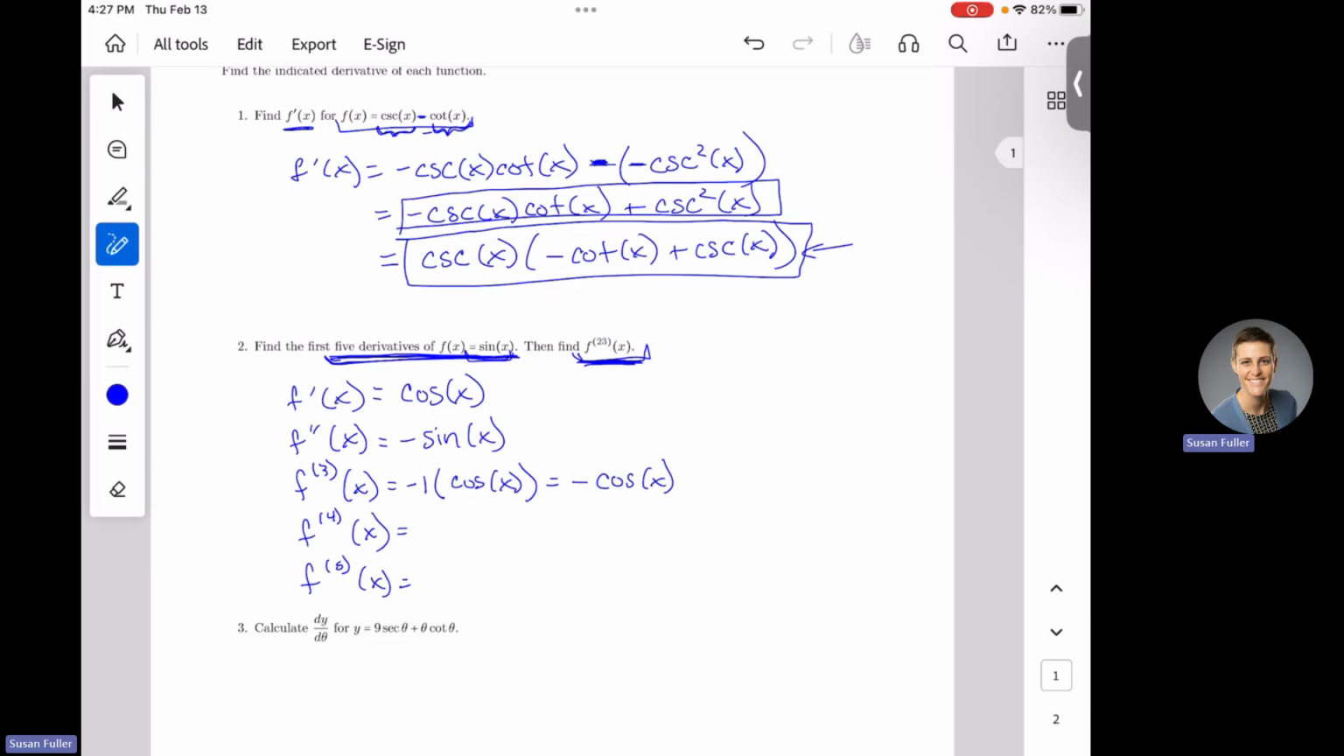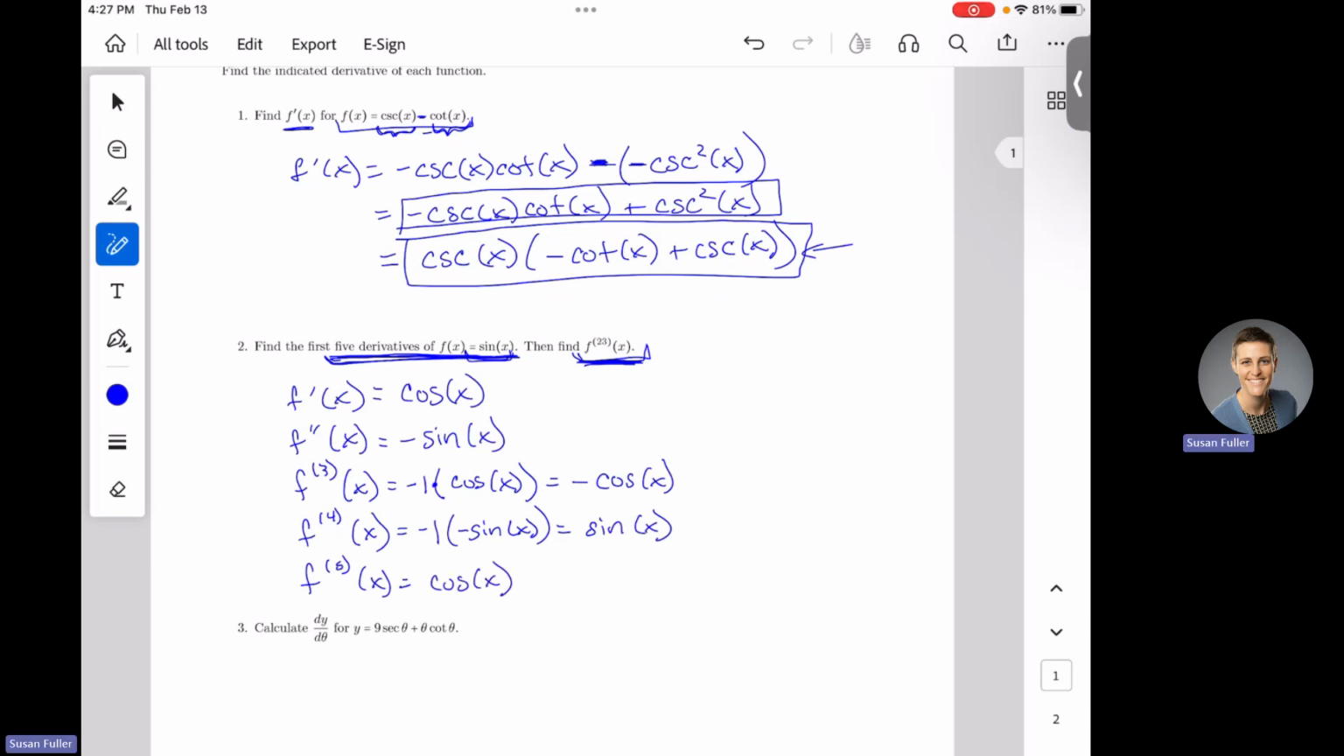Now for our fourth derivative, we're going to take the derivative of negative cosine of x. Again, that negative 1 is attached to something with an x in it, so it's going to come along for the ride. And then we have to multiply by the derivative of cosine of x. The derivative of cosine of x is negative sine of x. And a negative 1 times a negative sine of x gives me a positive sine of x. And what's my fifth derivative? Well, it's the derivative of the sine of x, which is just the cosine of x.